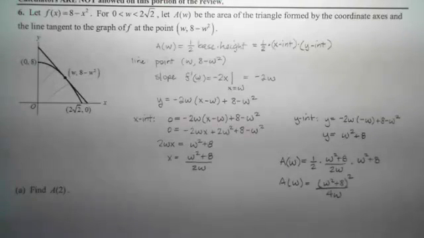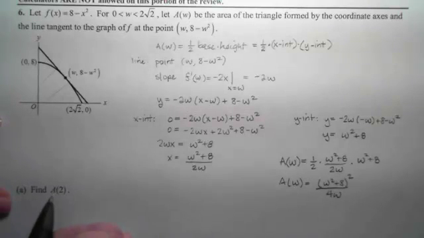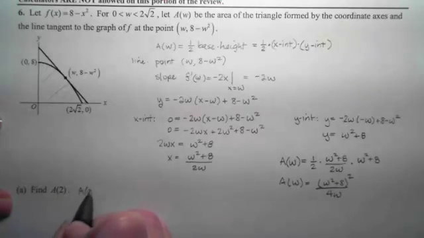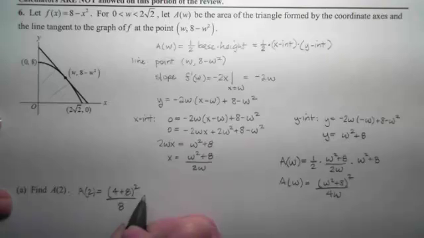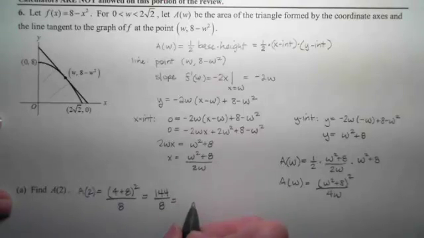So now we've got a formula that we can use for the area of that triangle for any value of w. Part A says, what is the area when we plug in 2? So A of 2 will be (2 squared, which is 4, plus 8) squared over 4 times 2. I end up with 12 squared, which is 144, over 8, which reduces down to 18.